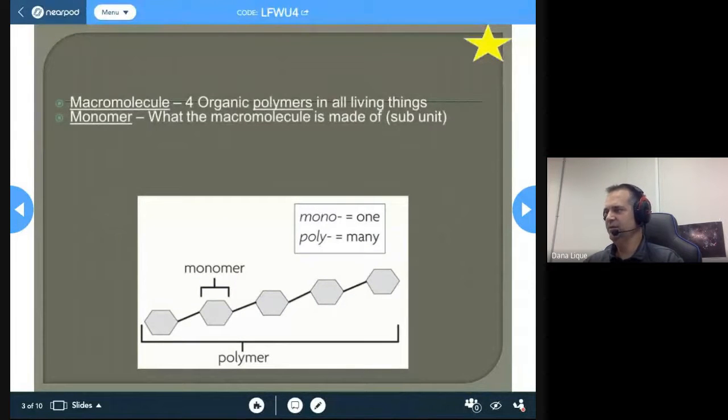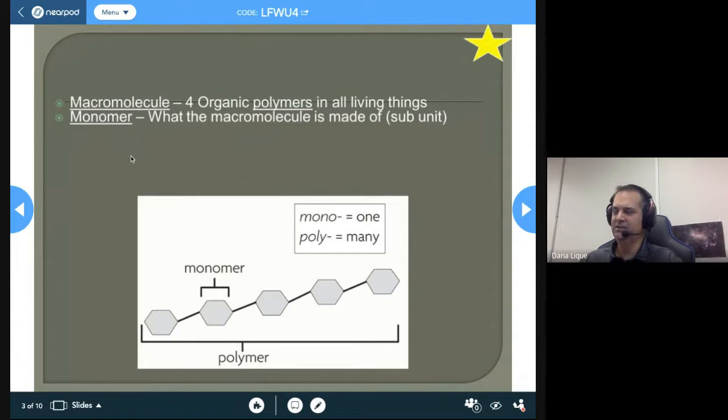I'm just going to go over what's called macromolecules. It might be called something different in your lesson, like biomolecules or just organic molecules. But either way, there are these four chemicals that are in all living things, and they're what we call polymers. Poly means many, because they're made up of many smaller subunits. We call those smaller subunits monomers. It's just what it's made of.